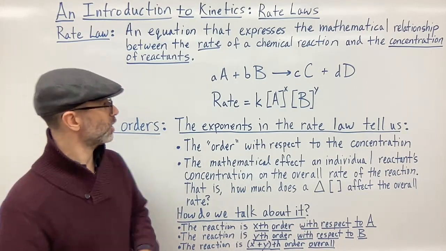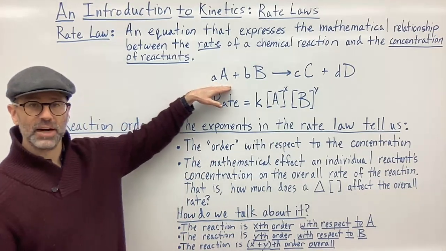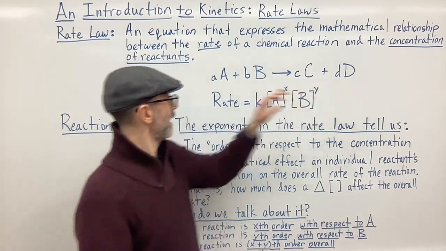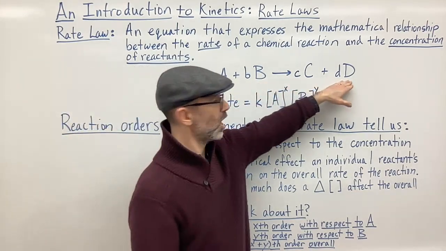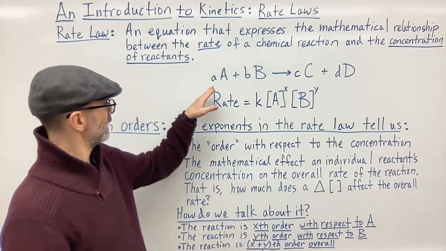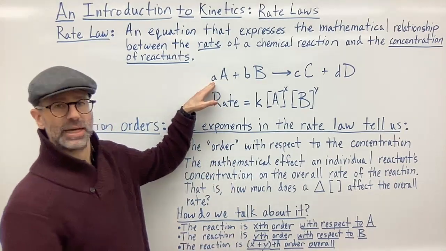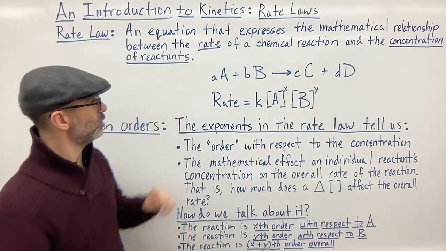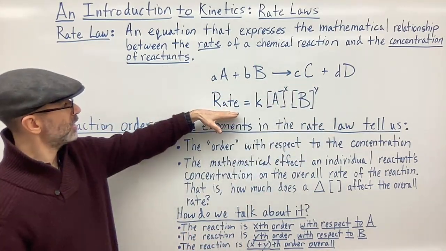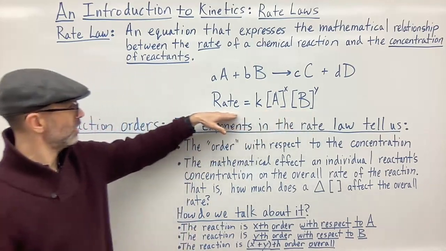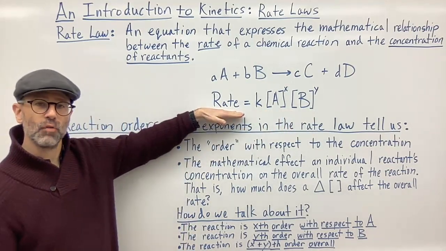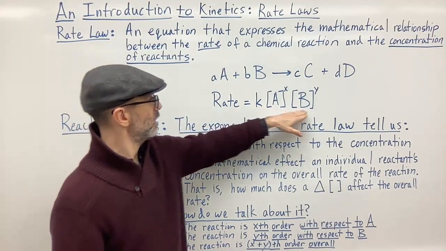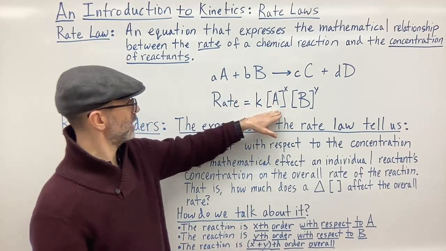So here we have our generic equation, where I have aA plus bB equals cC plus dD. A and B are the reactants, C and D are the products, and the coefficients are the small letters a, b, c, and d. The rate law is going to give us an expression that relates the rate of the overall reaction to the concentrations of the reactants, so A and B here.